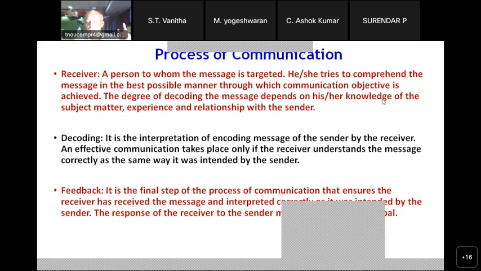So it depends upon your knowledge, your subject matter, your experience, and your relations. I am the teacher for most of you, and therefore you will give a little more importance to the message. Suppose I am an ordinary person shouting on the road, you may not bother much about it. And the decoding, as I have told you, is complete when the receiver understands the message the same way it was intended by the sender.